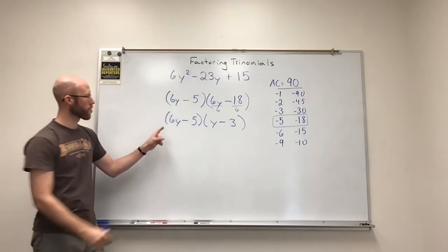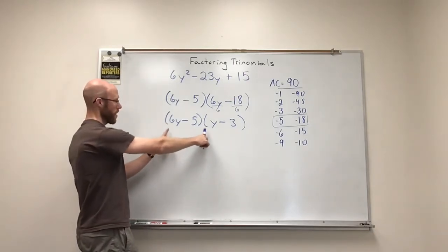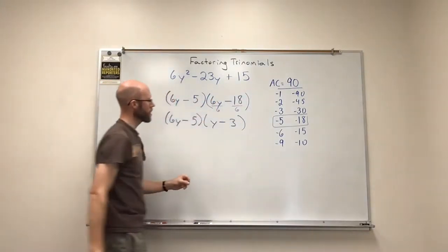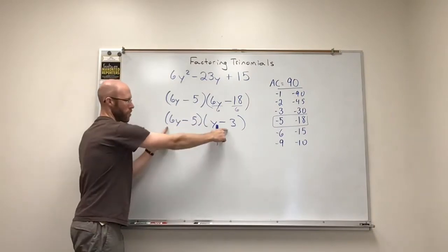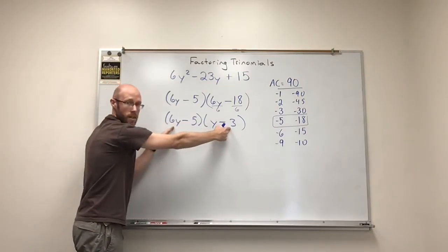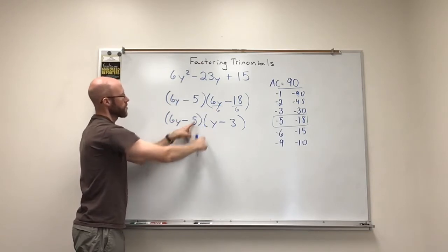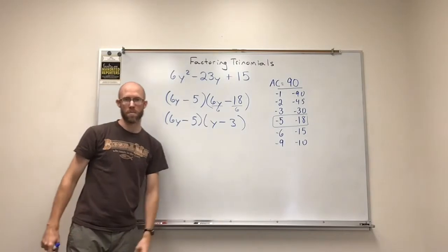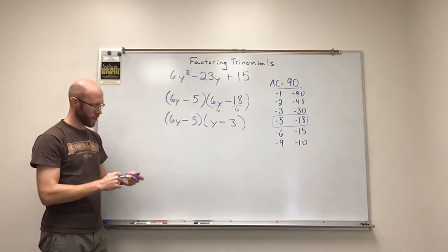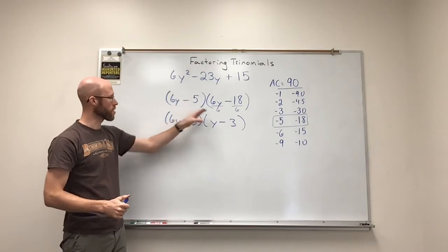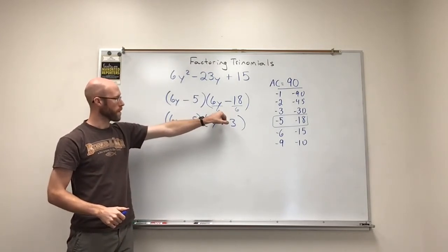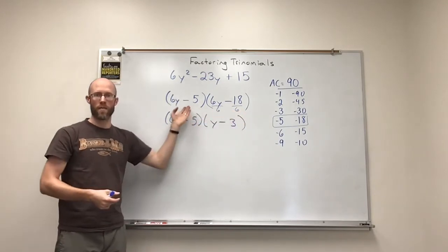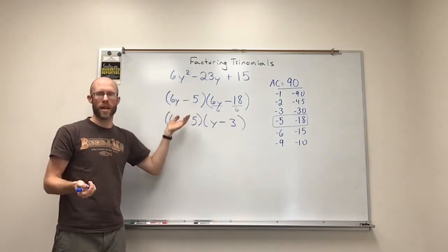Notice here, if I check my work, the 6 times the 1 gives me 6, the minus 5 and minus 3 gives me the 15. And then if I go through and do the outer and the inner, the outer is minus 18, the inner is minus 5, they add up to the minus 23 in the middle, okay? So this does work out when you expand it. But it's just kind of an interesting example because here we only have a greatest common factor in the second set of parentheses. We don't have anything in the first. But again, you only have to pull it out if it's there.